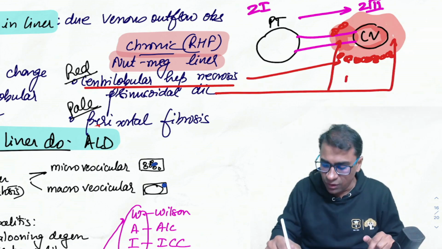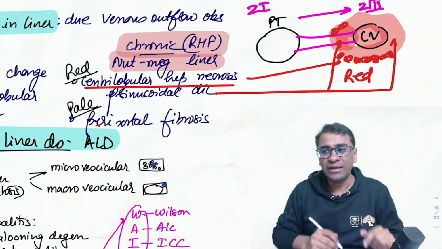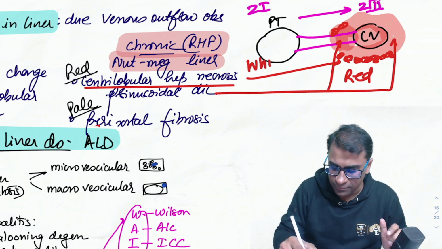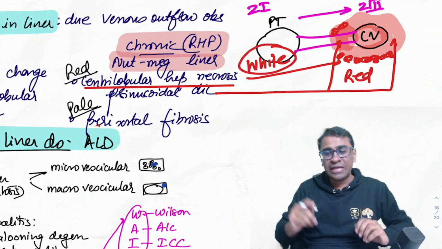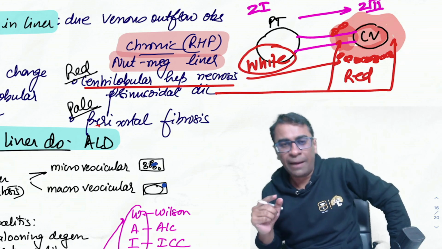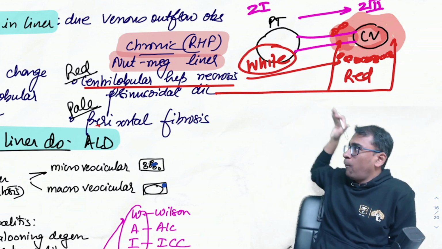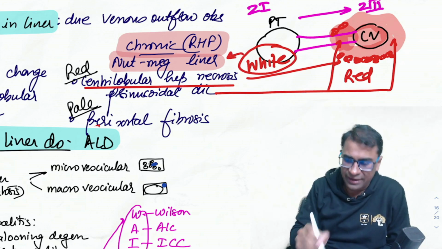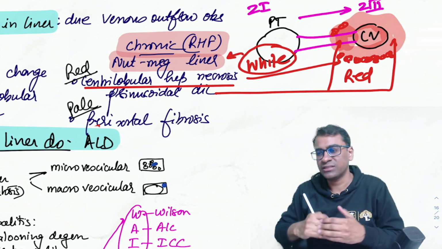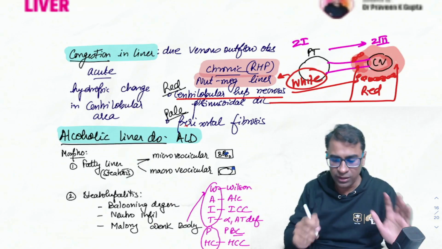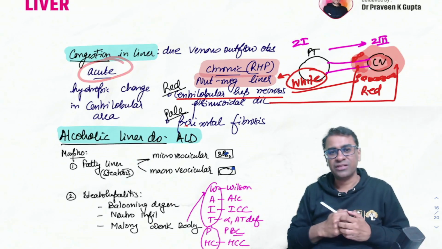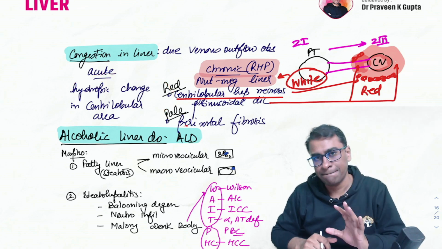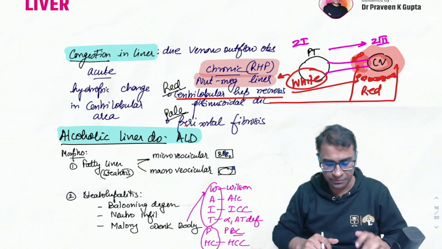The entire area around the central vein will appear red, while the area around the portal triad will appear white or pale. This alternate color is called nutmeg liver. The acute condition shows hydropic change in the centrilobular area.